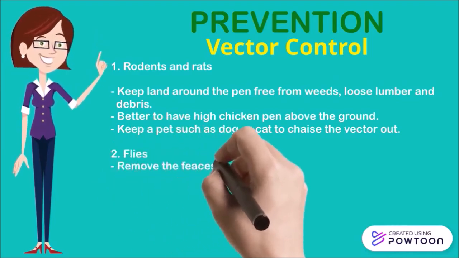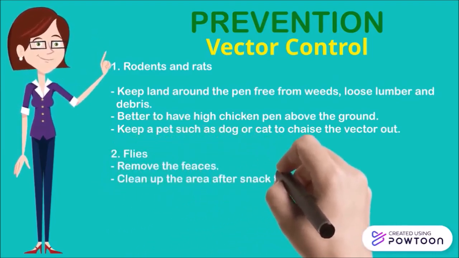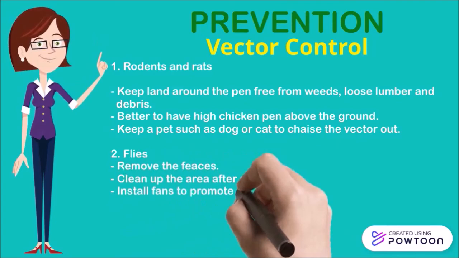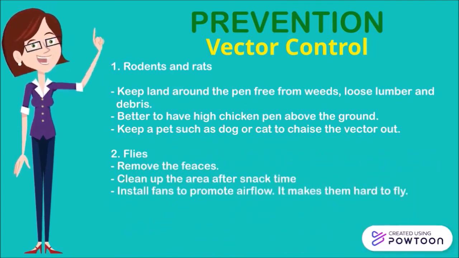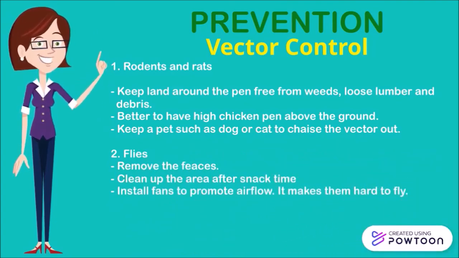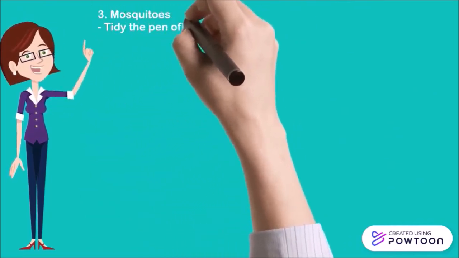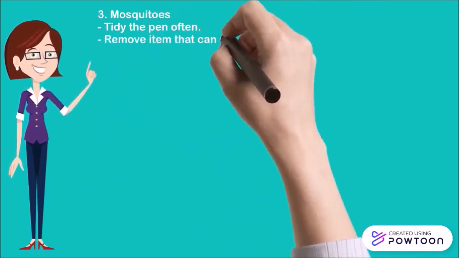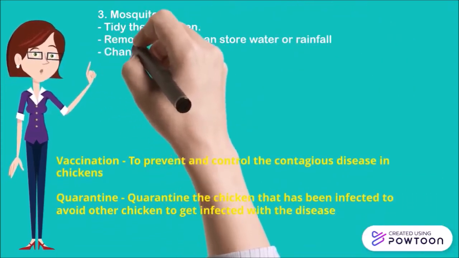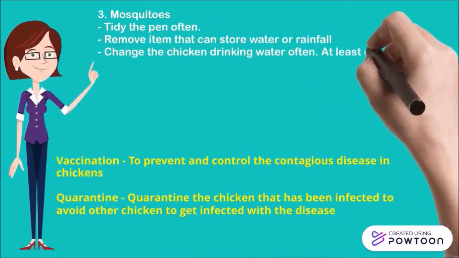For flies, it is important to remove the feces immediately and clean up the area after feeding time. Install fans to promote more airflow. It makes it harder for them to fly. For mosquitoes, tidy the pen often. Remove any item that can store water. Change the drinking water of the chickens often, at least every 2 days, and cover the windows with wire.